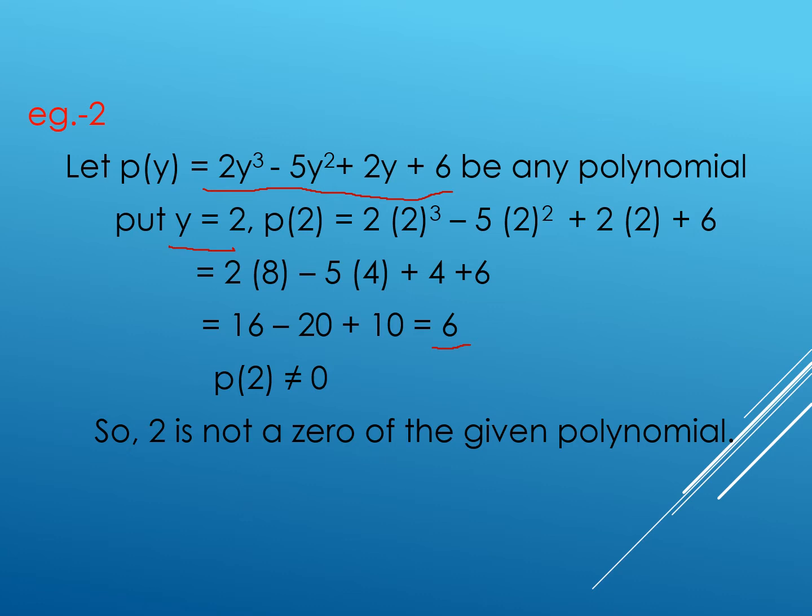Now here you can see that the value of the polynomial p(2) is not equal to 0. It is 6. But we have discussed that the value a will be the zero of the polynomial if p(a) is equal to 0. But in this case, p(2) is equal to 6. It is not equal to 0. So 2 is not a zero of the given polynomial.